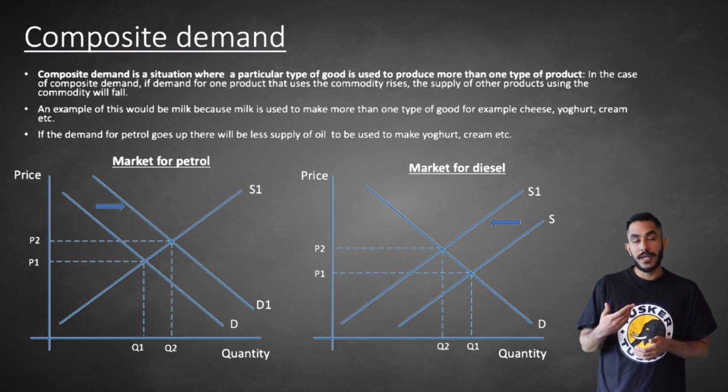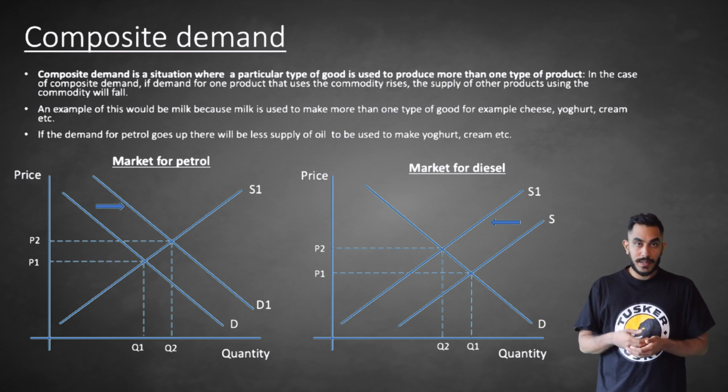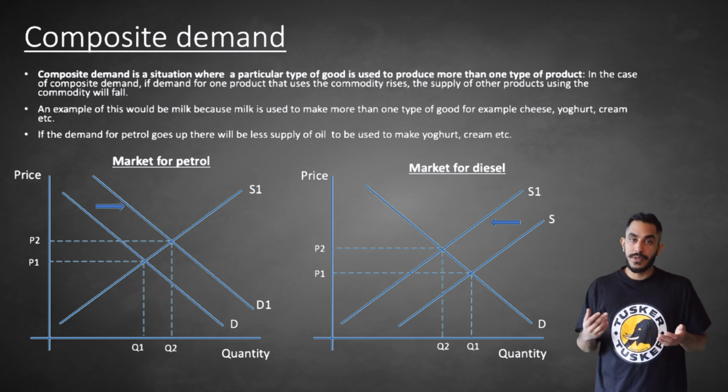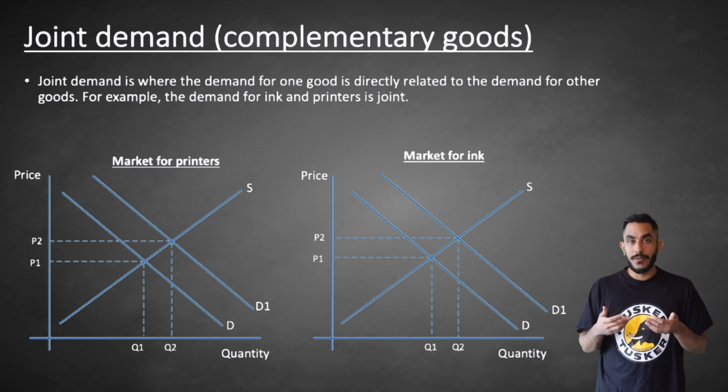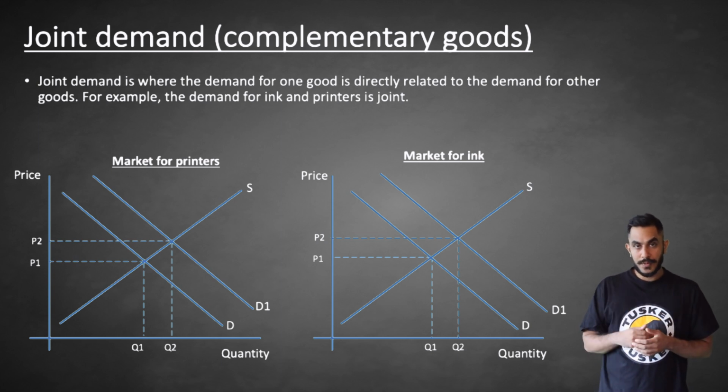If the demand for petrol goes up, then we would expect the supply of crude oil to produce diesel to fall. Joint demand is a situation where the demand for one good or service is directly related to the demand for another good or service.